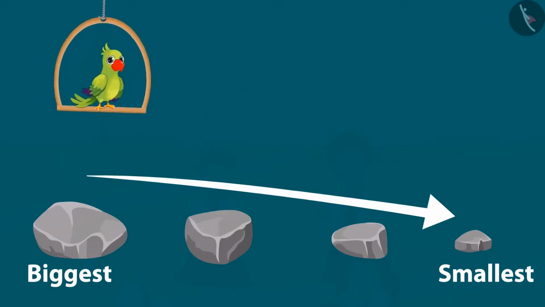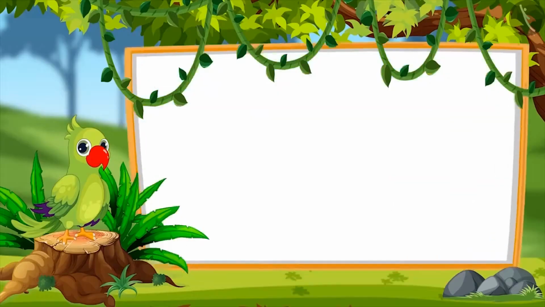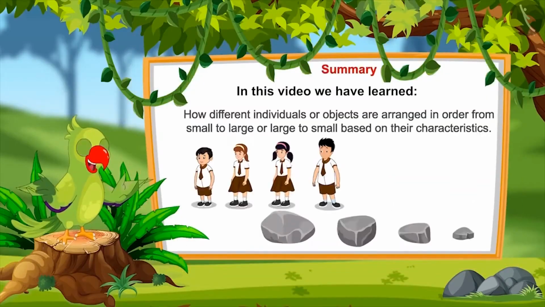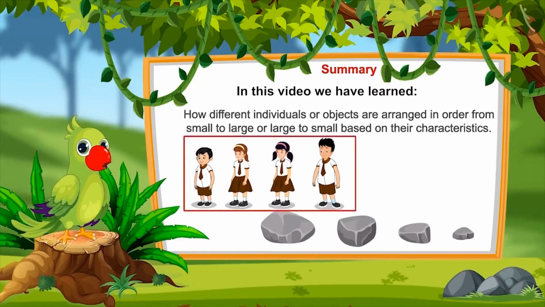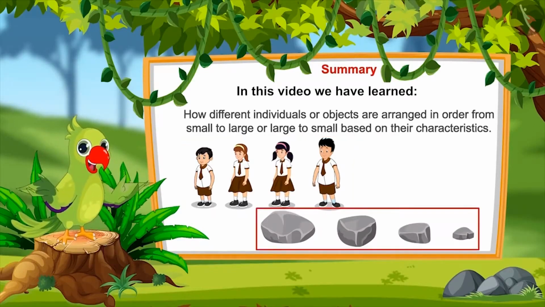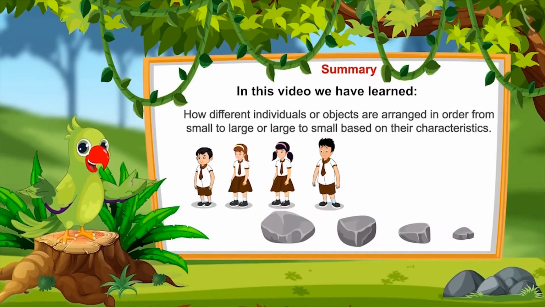So children, tell me, did you enjoy seeing examples of seriation? Okay, so that's all for today. In this video, we have learned how to organize different people or objects in order from small to large or from large to small. I hope you have understood this topic properly. Bye, friends.